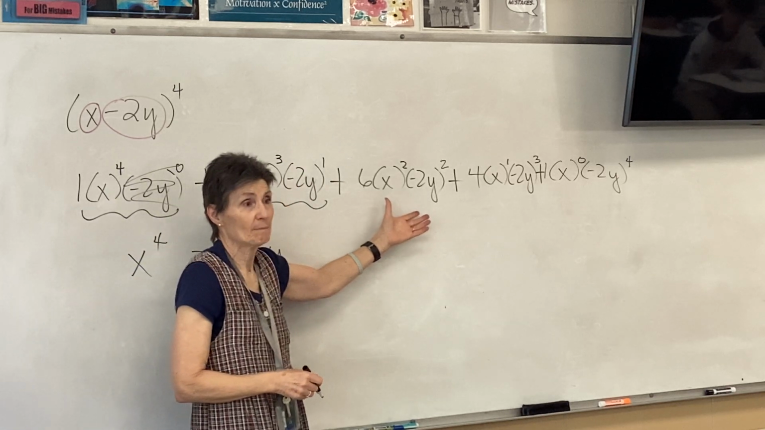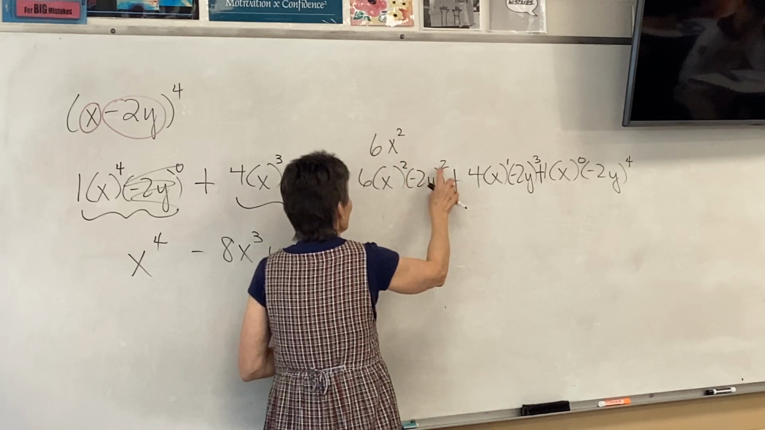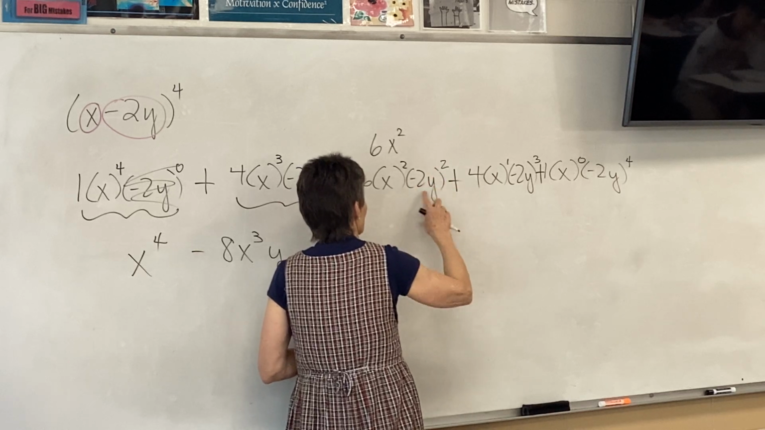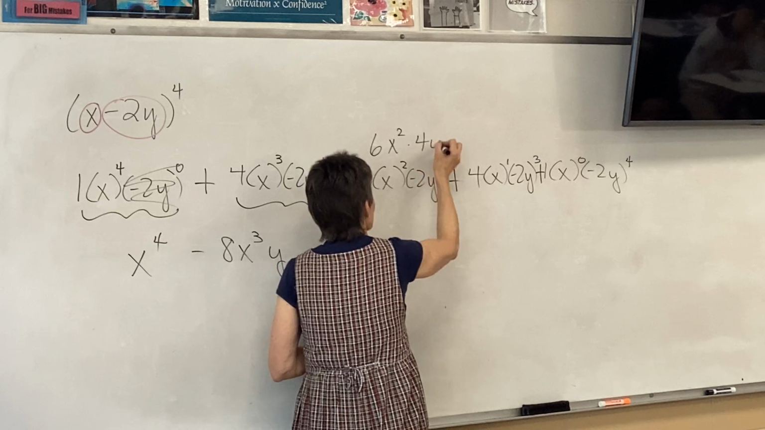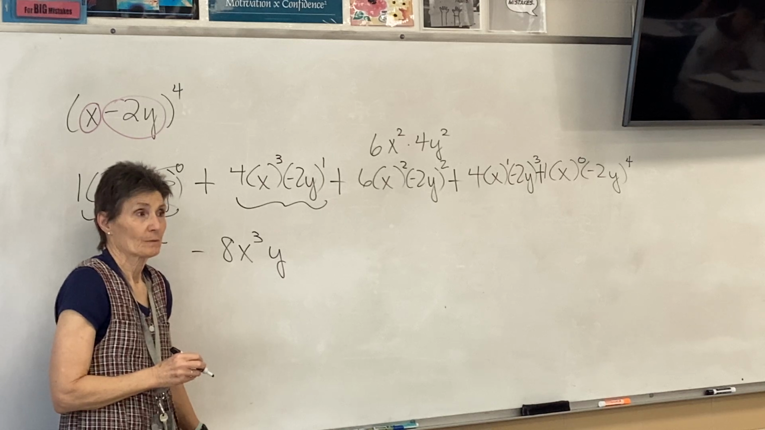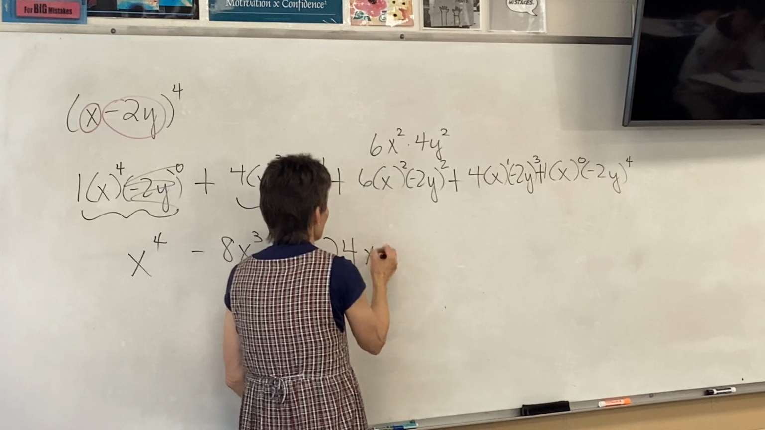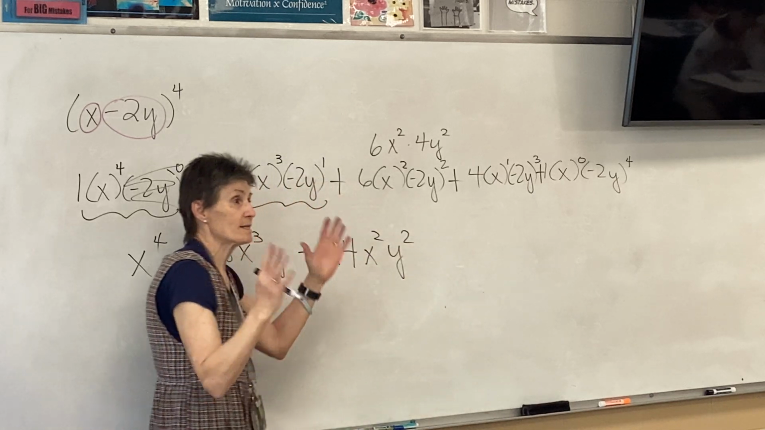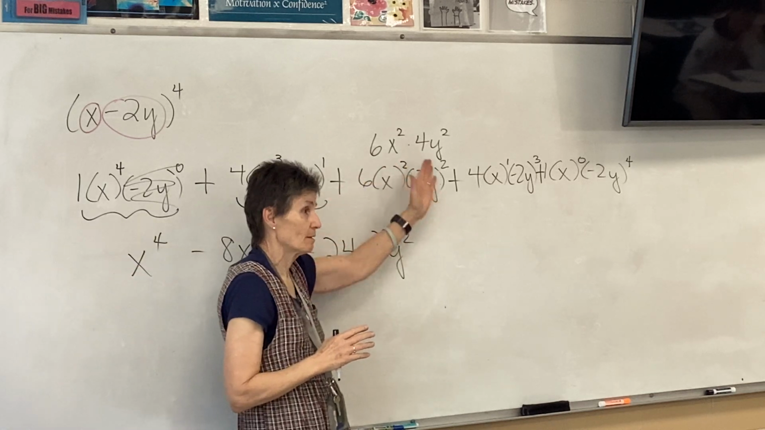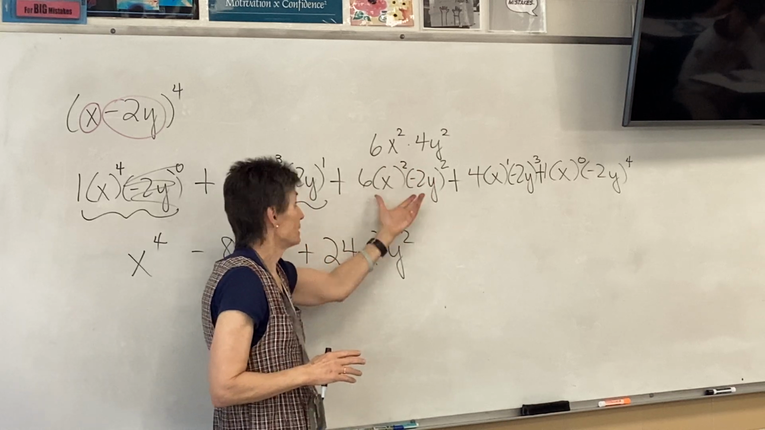All right, what about here? Now this one is tricky, be careful. I have my 6x squared, and then I have what? What's this? 4y squared. Right? And that makes 24x squared y squared. Notice it all gets multiplied together. This is a multiplication here. There's no minus, no add, it's all multiplied.